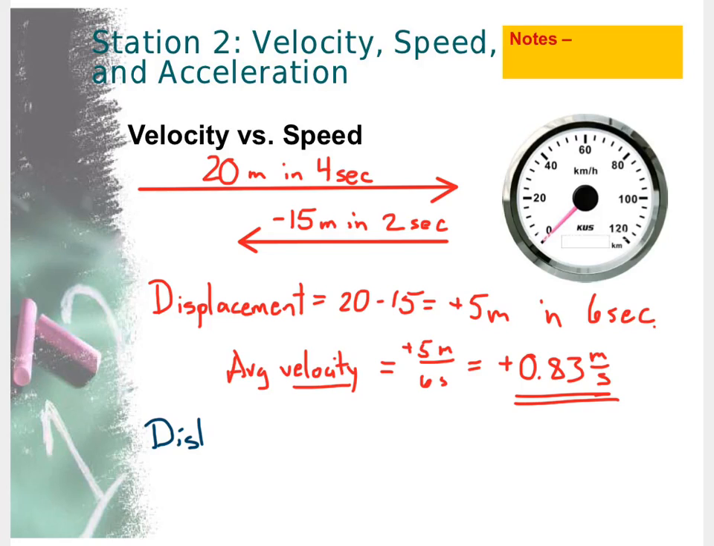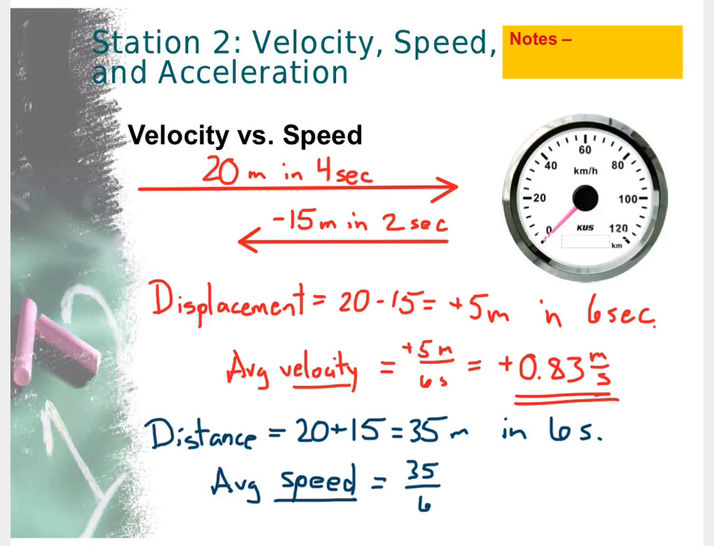Now their distance that they covered, however, is not 20 minus 15, but is 20 plus 15. They covered a total distance of 35 meters in that same 6 seconds. So their average speed is going to be that 35 divided by 6, which is 5.8 meters per second. Now, these numbers look very different, don't they? They look very different because we have changed our velocity during our travel here. So our average speed does not match our average velocity.